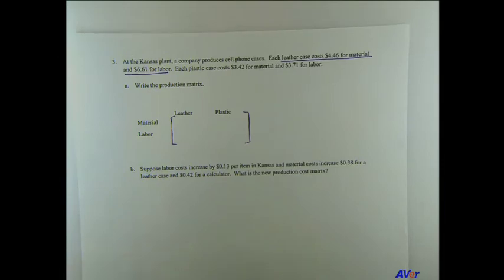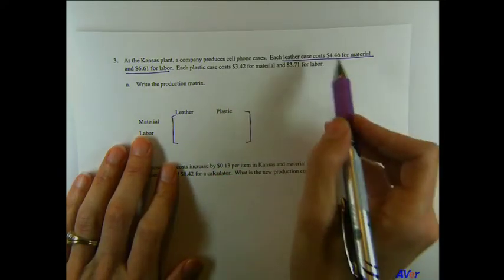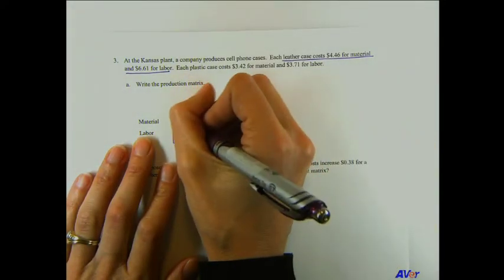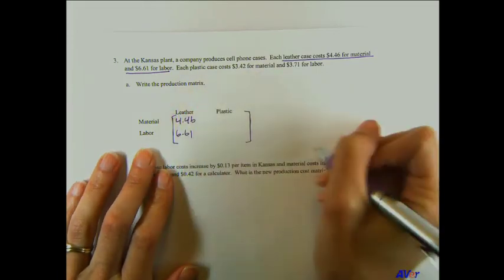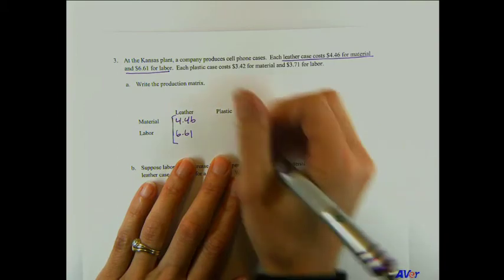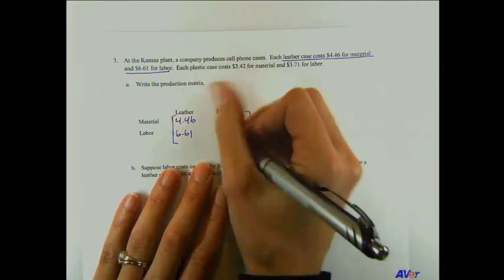So you can create lots of different kinds of matrices. The production matrix happens to have material and labor. A cost matrix might have several different costs for different areas. So a nice way to describe your information. So for the leather, we're just going to copy these over. 446 for materials. Labor, 661. Plastic, 342 for material, really straightforward, and 371 for labor.